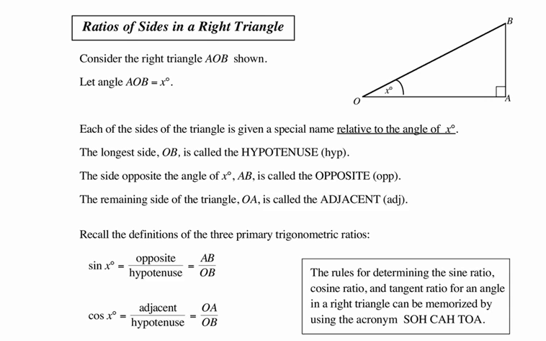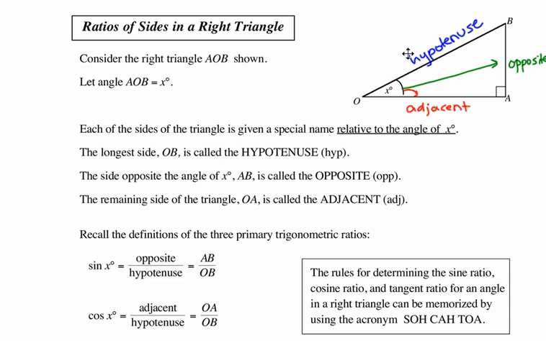All right, so if angle AOB is shown, and we're going to call it x, each side of the triangle is given a special name relative to that angle. So remember, opposite the right angle is the longest side, and that's the hypotenuse. Opposite of our special angle, the angle we're given or looking for, is the opposite side, and then the one between the 90 and your angle is the adjacent, which means beside. So between the 90 and your angle. So those are the sides.